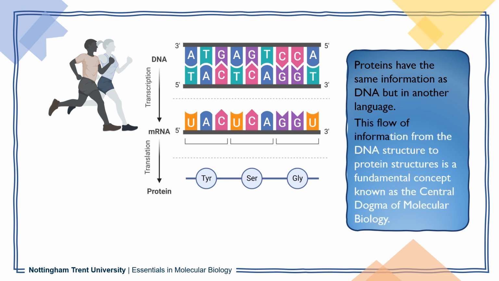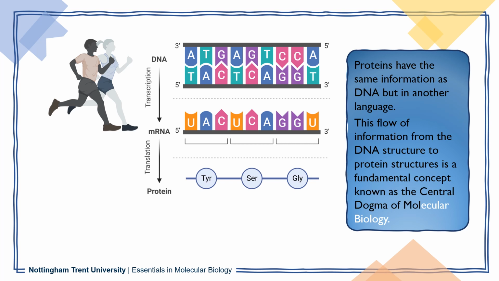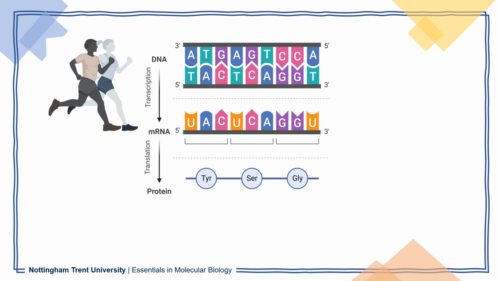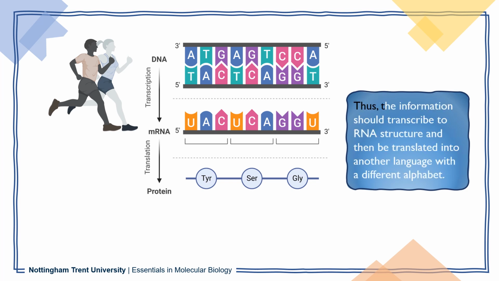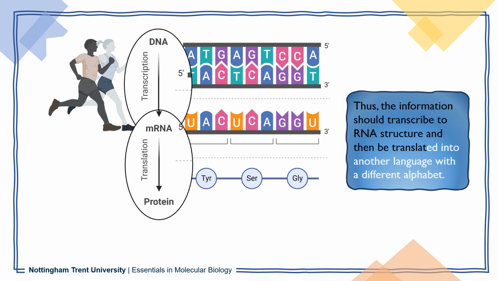This flow of information from the DNA structure to protein structures is a fundamental concept known as the central dogma of molecular biology. Thus, the information should be transcribed to RNA structure and then translated into another language with a different alphabet.